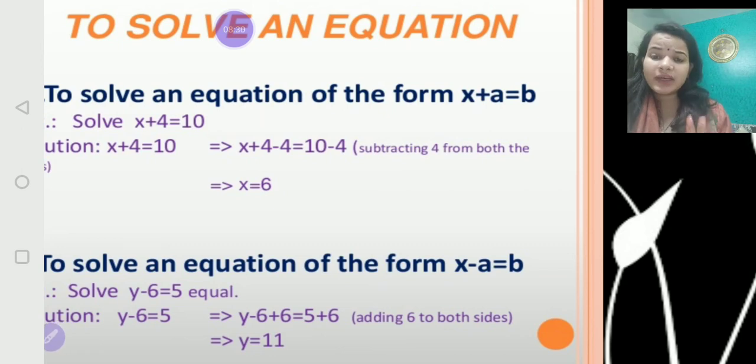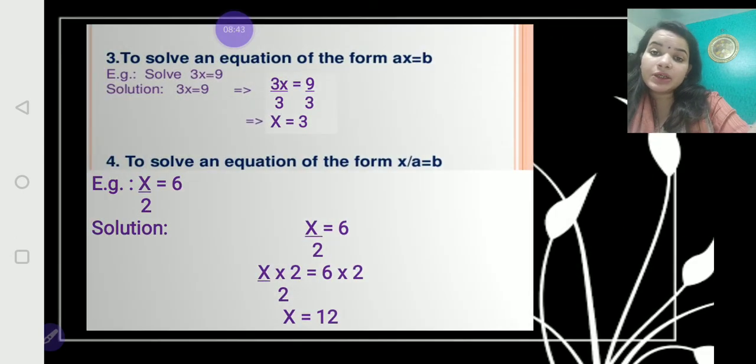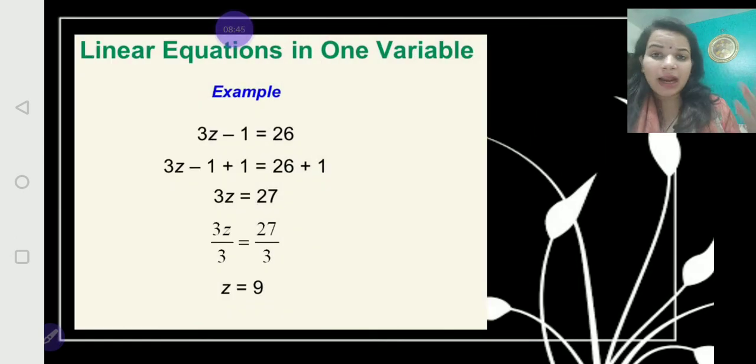Children, there are 2 ways to solve a linear equation. Today we study the use of inverse operations, and in the next class I will tell you the second method. Okay. So in this way you have to use inverse operations for all add, subtract, multiply or divide. Let us take an example.